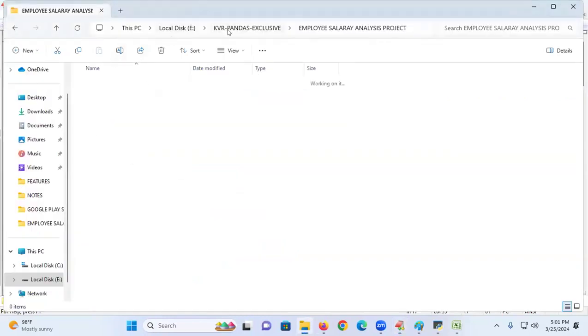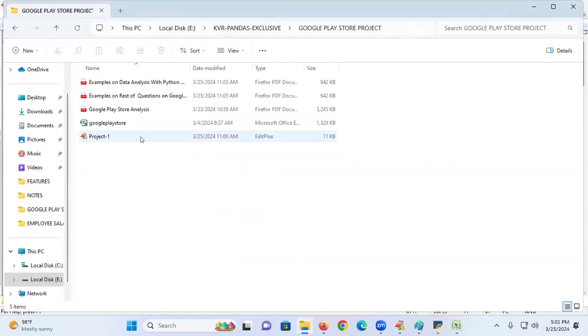And one more, if you go to it, there is a Google Play Store. Google Play Store means, you know, how many apps are there? Which apps are having more installs? Which apps are having more reviews? All those things I am going to discuss in the class.